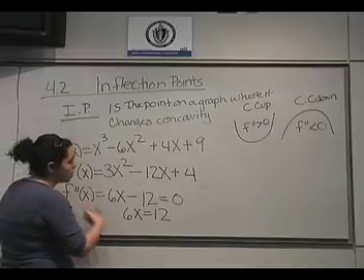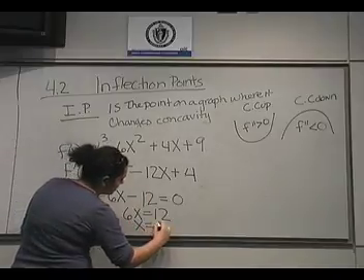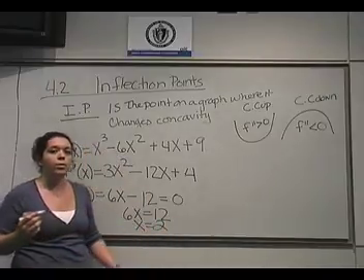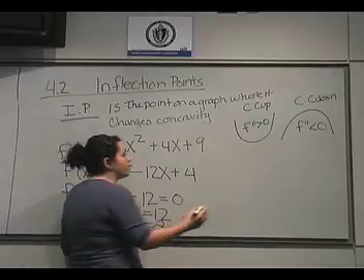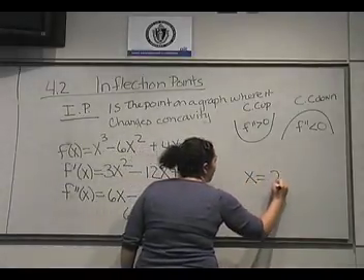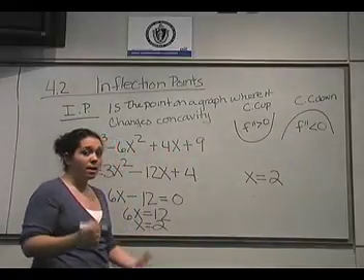6x equals 12. Divide both sides by 6, and I get x equals 2. So x equals 2 is my candidate. Okay, I'm thinking it's probably an inflection point, but I need to make sure.